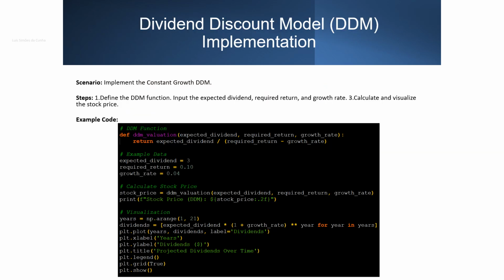Let's implement the constant growth dividend discount model, DDM. Define a function to calculate the stock price based on the expected dividend, required return, and growth rate. Using example data, we calculate the stock price and visualize the projected dividends over time.